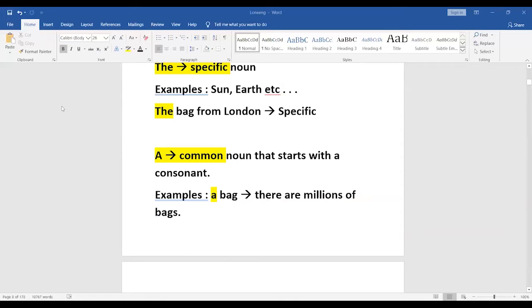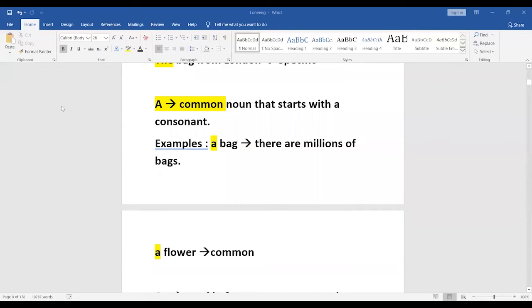Okay. Let's move on to the other one. A is the alphabet, and when you're talking in sentences in English, it's better to say "uh". Now a is used in front of a common noun.